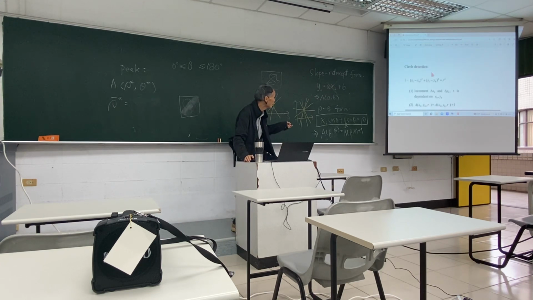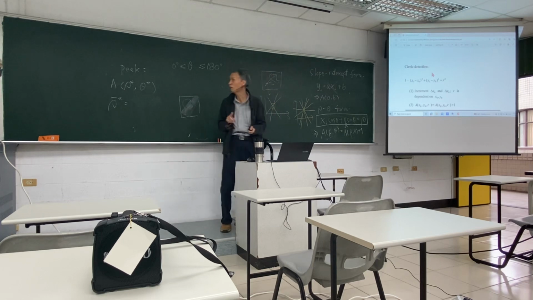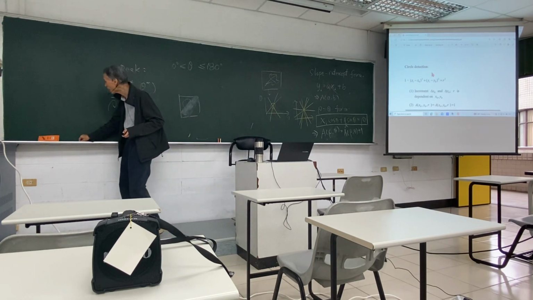Now, here, as I mentioned, when you apply the Hough transform, you need to specify the equation with parameters. For a circle, we have three parameters: x0, y0, which is the center of the circle, and r, which is the radius. Now, you need to try out every possible center, all the possible locations. Even the center may not be within the image.